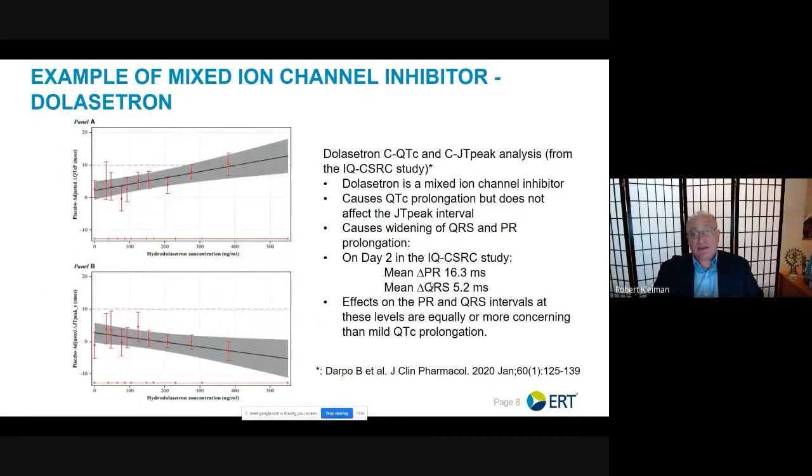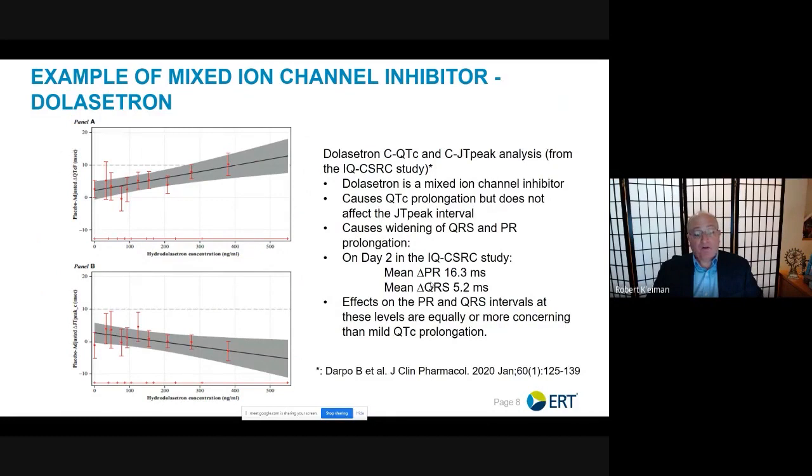And here is an example of a mixed ion channel blocker. This is dolasetron. In the top panel, which shows concentration versus change from baseline for QTcF, placebo corrected, there's a very clear relationship between QTc and plasma concentration. And that would suggest, oh, this is a hERG blocker that is potentially torsadogenic.